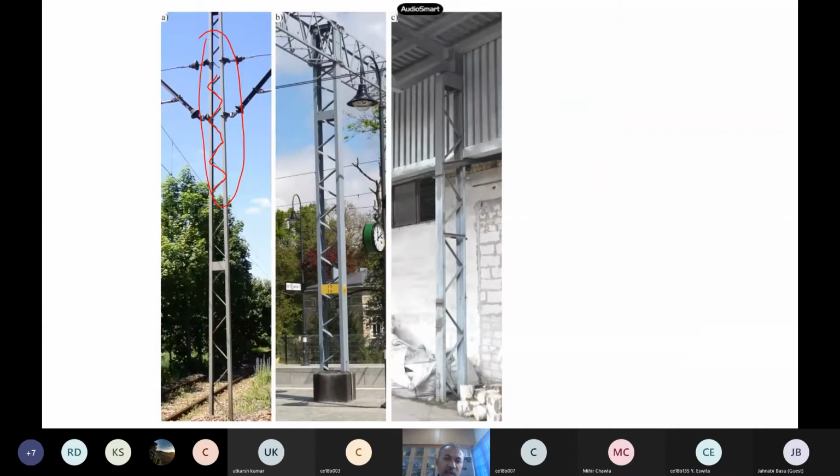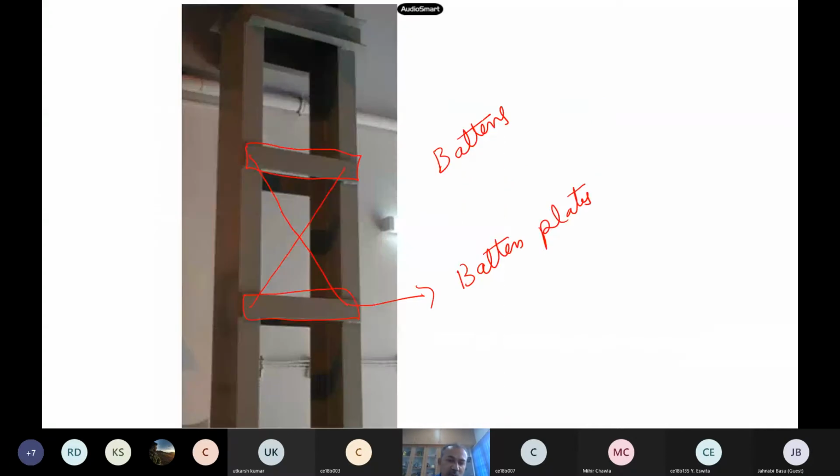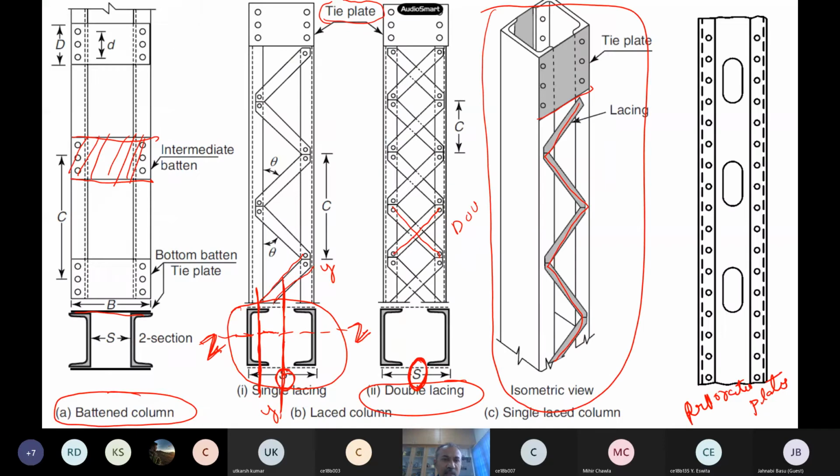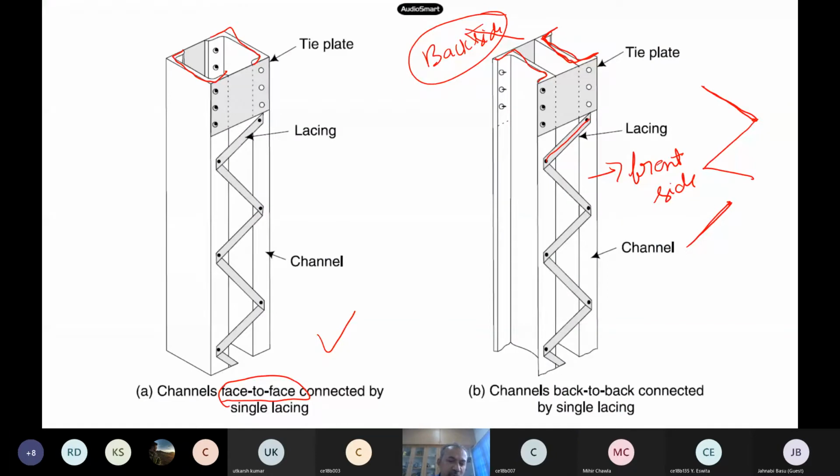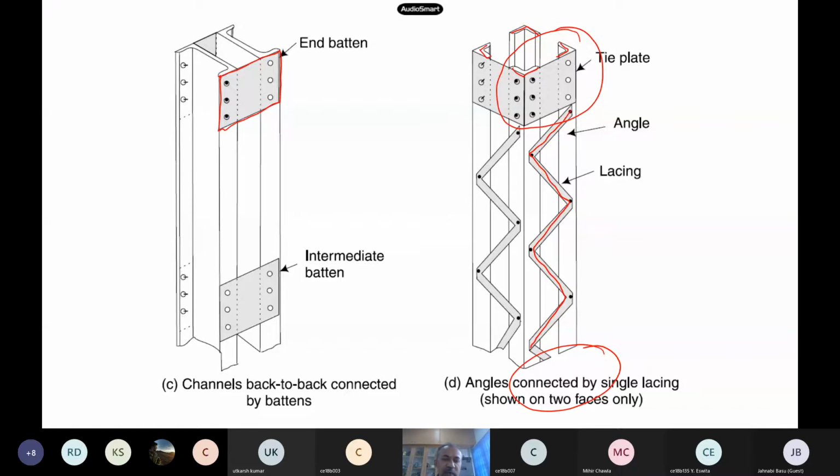This also we said in the last class, and our IS code gives two types. One is lacing, and the other is batten columns. So two types our IS code recommends, and I have already told you that the spacing decides that the moment of inertia should be the same on both sides. We told some technical things, like the battens, meaning the plates. Even in lacing you have to provide batten plates at the ends. The technical word is tie plate, but it is the same as a batten plate. I also showed you single lacing and double lacing, and how we arrange end battens and intermediate battens; so many technical terms are there.